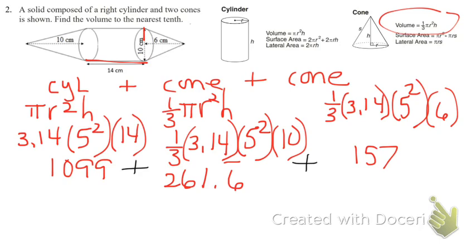So 157 plus 199 plus 261.6 repeating. And it says to round to the nearest tenth. So I'm going to call that 1,517.7 cubic centimeters.